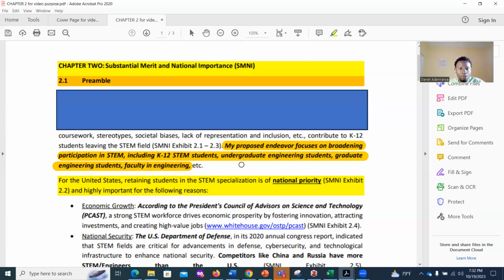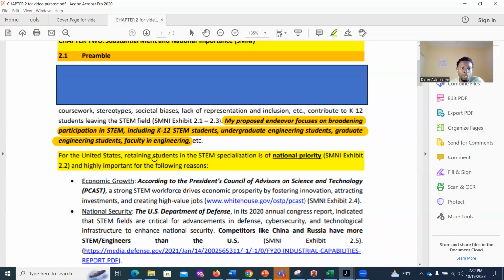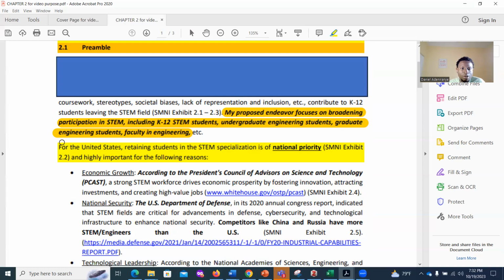For this person we are looking at, it says, for the United States, retaining students in the STEM specialization is of national priority. Take a look at this. In bracket, the person puts Exhibit 2.2. Again, you are not just speaking or saying it. You want to show an exhibit. That is how the person will do it.